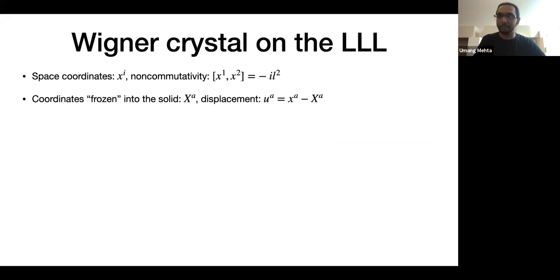The degrees of freedom in this case are these coordinates frozen into the solid, capital X^A. The displacement, for instance, of any particular location of the solid would be given by the difference between the background coordinates and these solid coordinates.